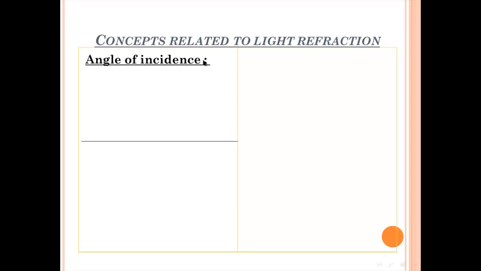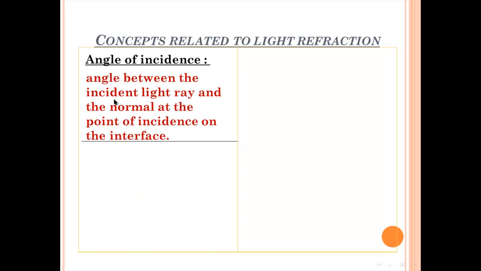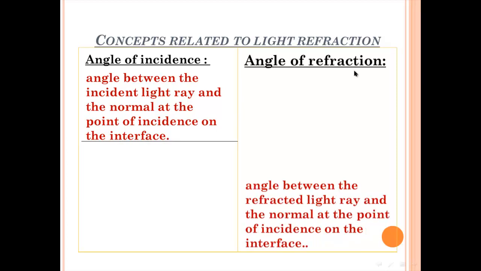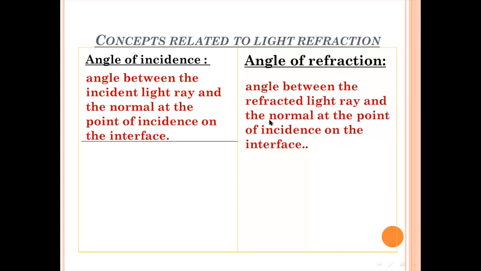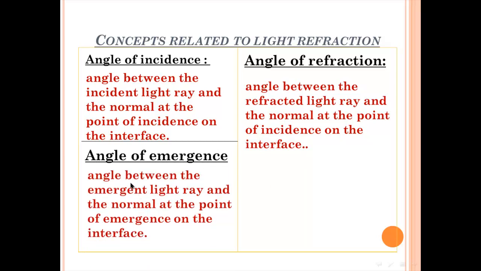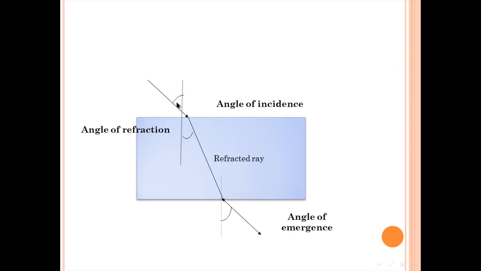Angle of incidence. It is the angle between the incident light ray and the normal at the point of incidence on the interface. Interface means the separating surface between air and glass. Angle of refraction. It is the angle between the refracted light ray and the normal at the point of incidence on the interface. Angle of emergence. It is the angle between the emergent light ray and the normal at the point of emergence on the interface.